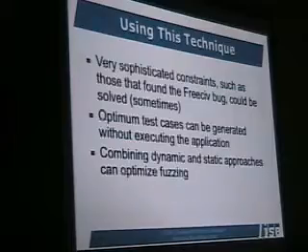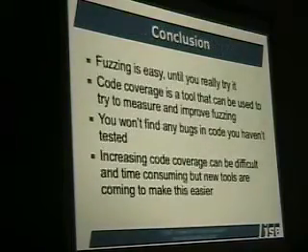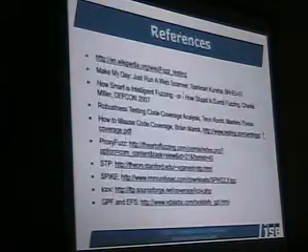Alright, so what's the point of the whole talk? Fuzzing sounds really easy until you try it. When you actually try it, you run into a lot of problems that no one ever told you about, but now I've told you about them, and I've told you some ways to hopefully solve them. Code coverage isn't perfect, but it's a tool you can use to try and improve your fuzzing. You definitely will not find any bugs in code that you have never executed. No one will argue with that. Increasing code coverage can be difficult and time-consuming, but there are tools coming that are going to make your life easy. And that's it.